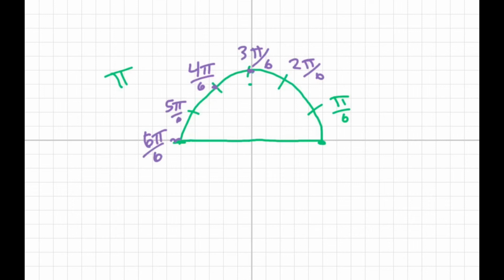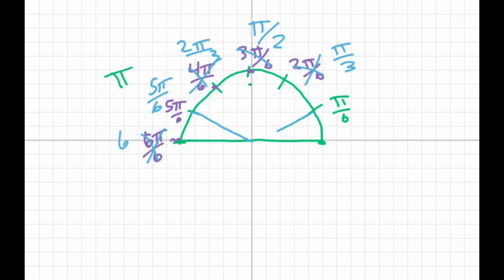And then all you have to do is reduce. So this one right here would be pi over 3. If you reduce that, that would be pi over 2. This would be 2 pi over 3. This would still be 5 pi over 6. And then we're back down to pi, because we just divided this semicircle into 6.